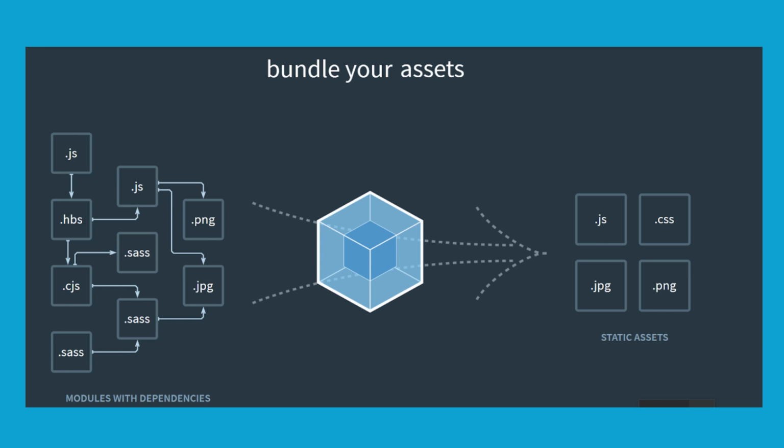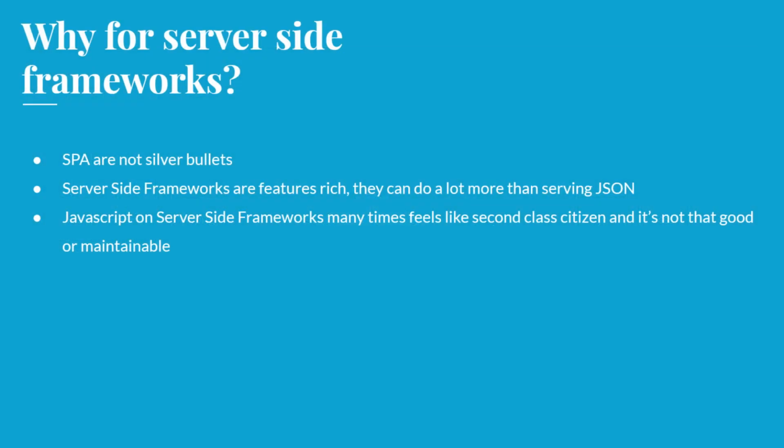You can uglify, minify, and do tree shaking to optimize your code for production. You can use things like hot module reloading to speed up development. You can handle your third-party dependencies using NPM or Yarn, and a lot more. So, why for server-side frameworks?